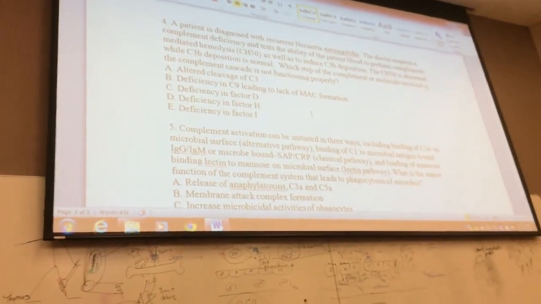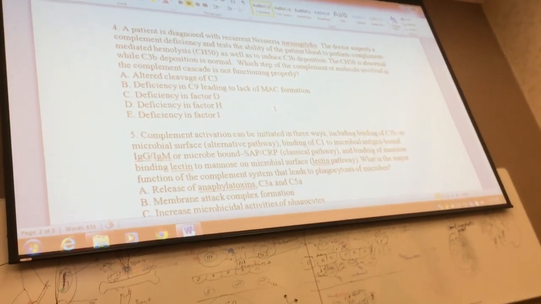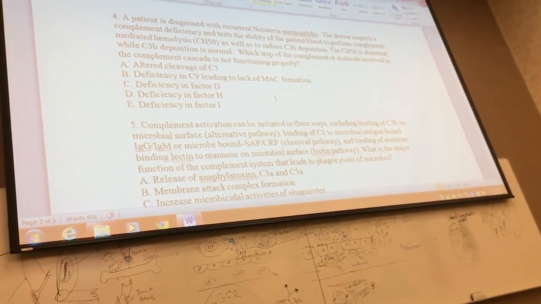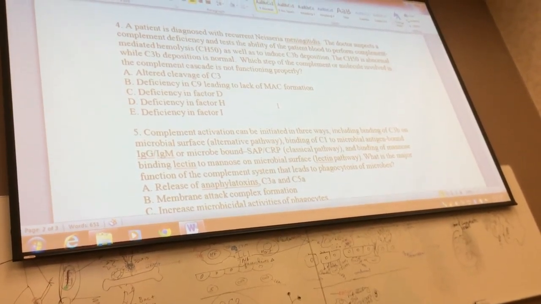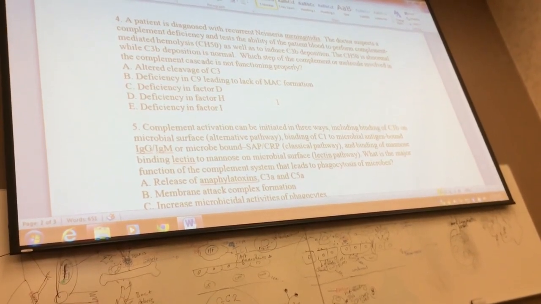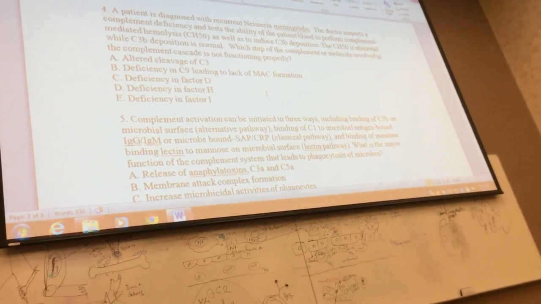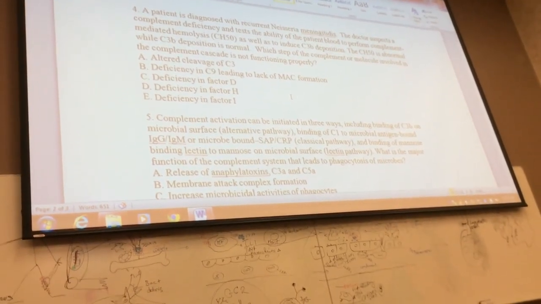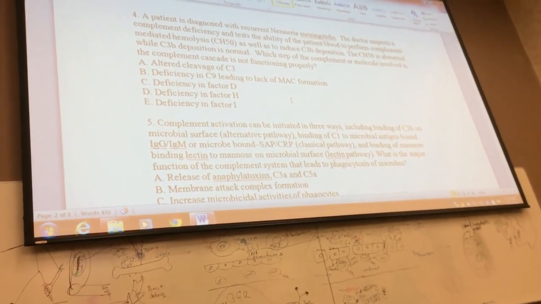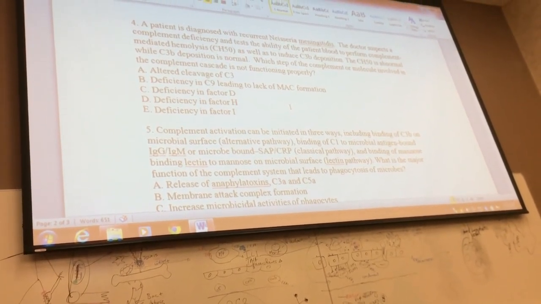A patient is diagnosed with recurrent Neisseria meningitidis. The doctor suspects a complement deficiency and tests the ability of the patient's blood to perform complement-mediated hemolysis, CH50, as well as to induce C3b deposition. The CH50 is abnormal while C3b deposition is normal. Which step of the complement cascade, or molecule involved, is not functioning properly?